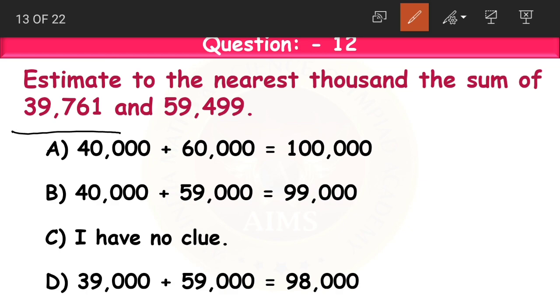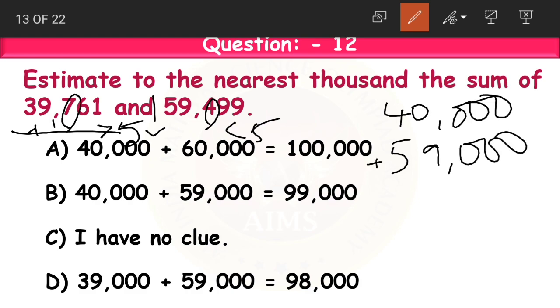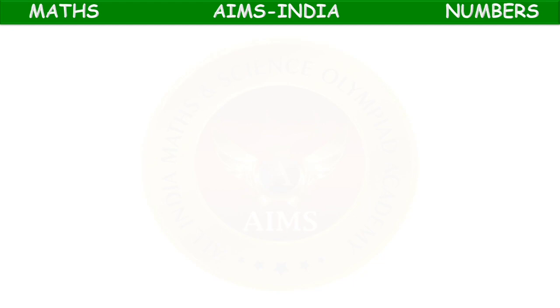Now coming to the first number, here 7 is in hundreds place, it is greater than 5. So adding 1, 39 becomes 40 and then 40,000. Now here 4 is in hundreds place, it is less than 5. So rounding down, it becomes 59,000. When we add these two, the sum, the answer we get is 99,000, which is the same as option B. So option B is our correct answer.